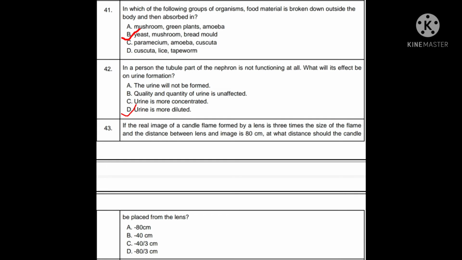Question number 43. If the real image of a candle flame formed by a lens is 3 times the size of the flame, the distance between the lens and the image is 80 cm. At what distance should the candle be placed from the lens? Here the answer is option D, minus 80 by 3 cm.